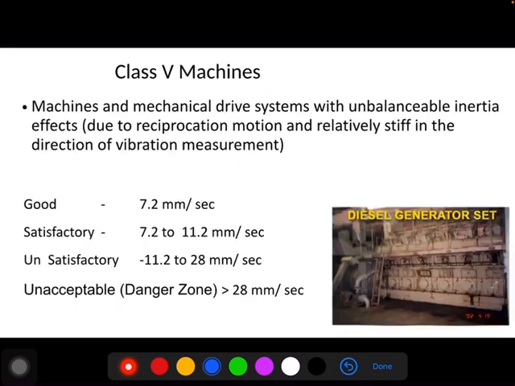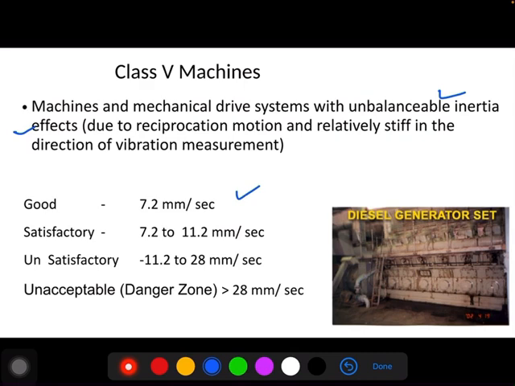In class 5 machines, it mainly includes the reciprocating components, reciprocating equipment. Here mainly the drive system with unbalanceable inertia effects. So because of reciprocating masses, they have some higher vibration ranges, acceptable limits. For a good machine, they have vibration below 7.2 mm per second.